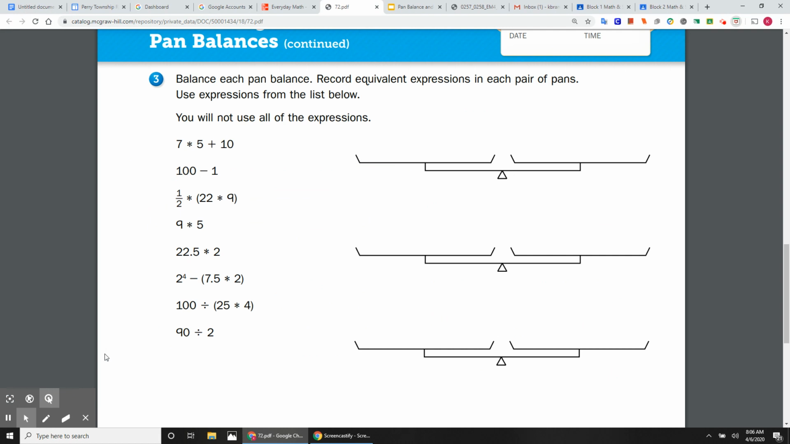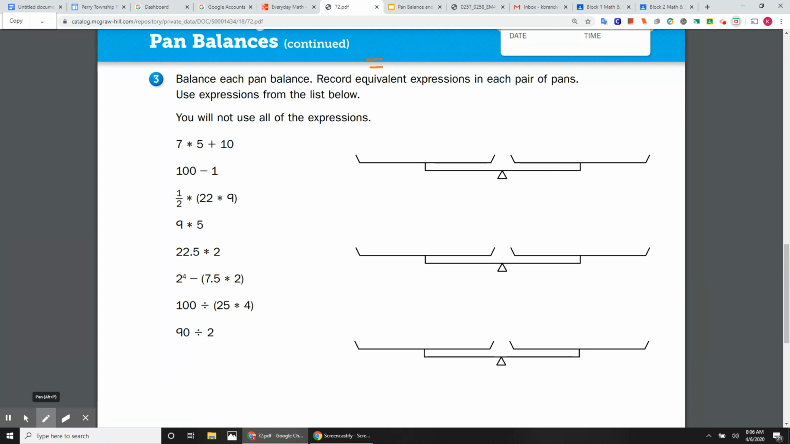Okay, on page 281, you are going to balance each pan balance. Record equivalent expressions in each pair of pans. Use expressions from the list below. You will not use all of the expressions. So on this page, what you're going to do is find equivalent, which means equal, expressions and put one on the left side of the pan and one on the right side.